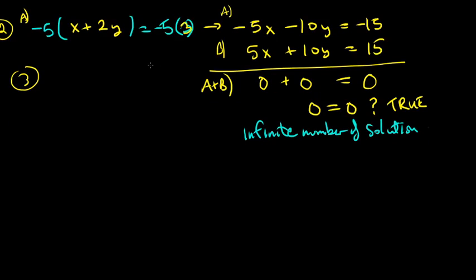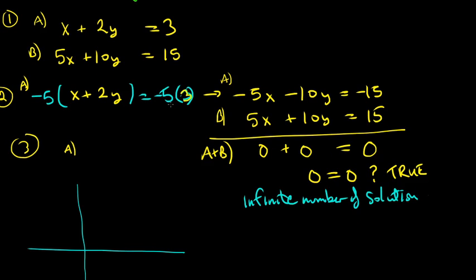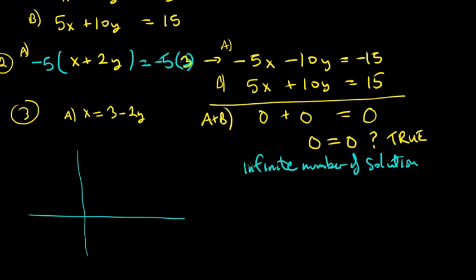Okay, so if we were to graph these two lines, line A and B, so here's line A. What was it originally? It was x equals 3 minus 2y. That equation will look something like this. We know when y is 0, x is 3. And let's say y is 1, then x will just be 3 minus 2, which is 1, right? So (1, 1). So line A looks something like this.